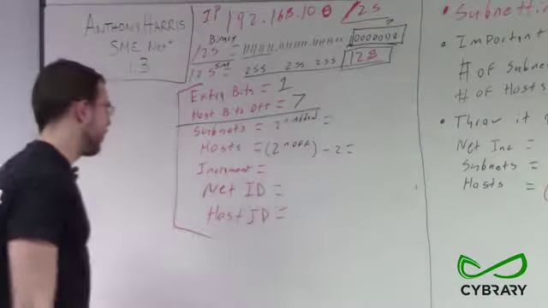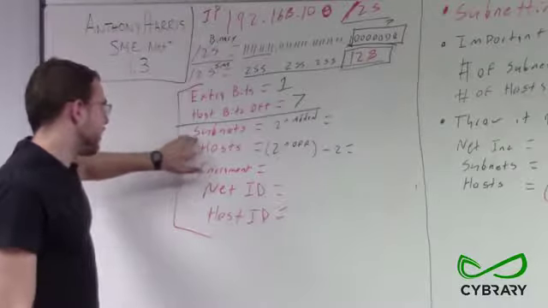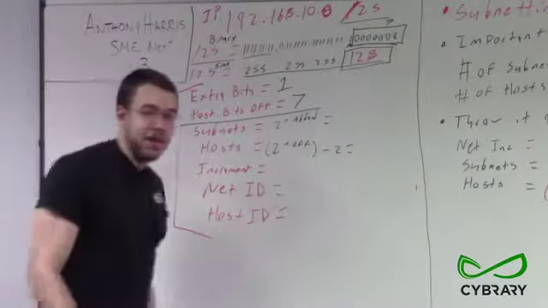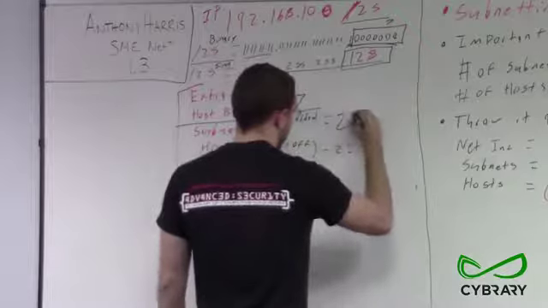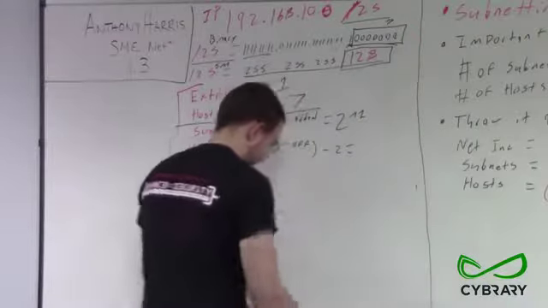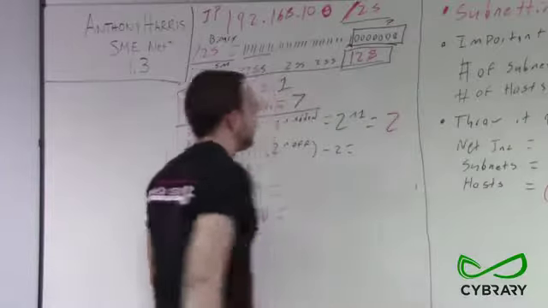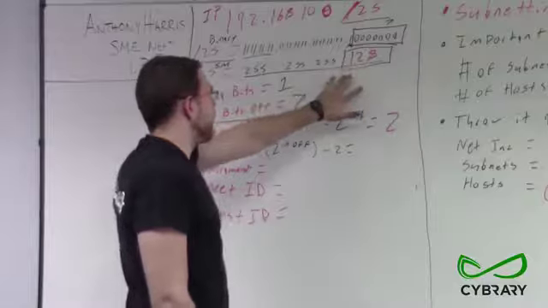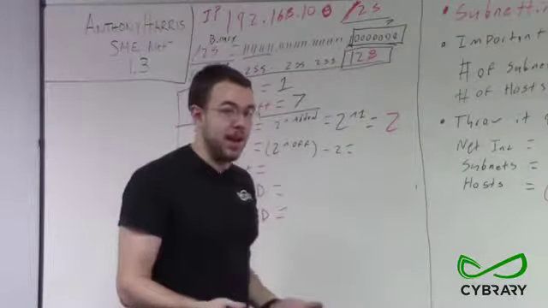So we have some of the numbers that we need. Now we need to find out our subnets. How many subnets do we have? Well, it's 2 to the power of added bits. So we added 1 bit, so it's 2 to the power of 1 equals 2. So using this CIDR notation, using this subnet mask, we have 2 subnets now.